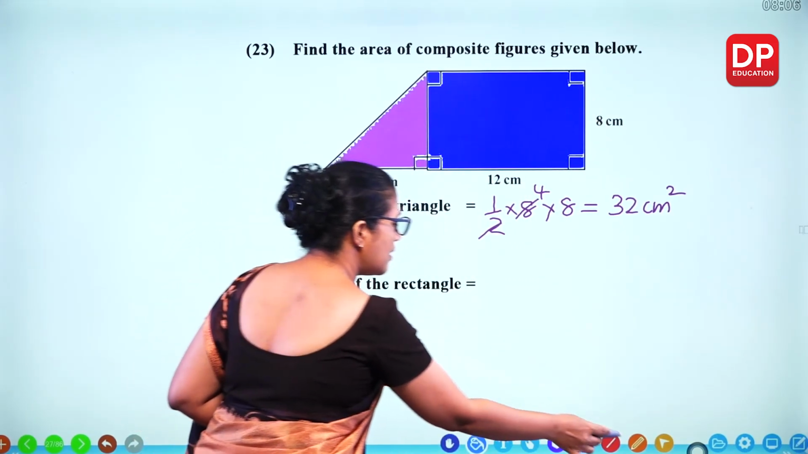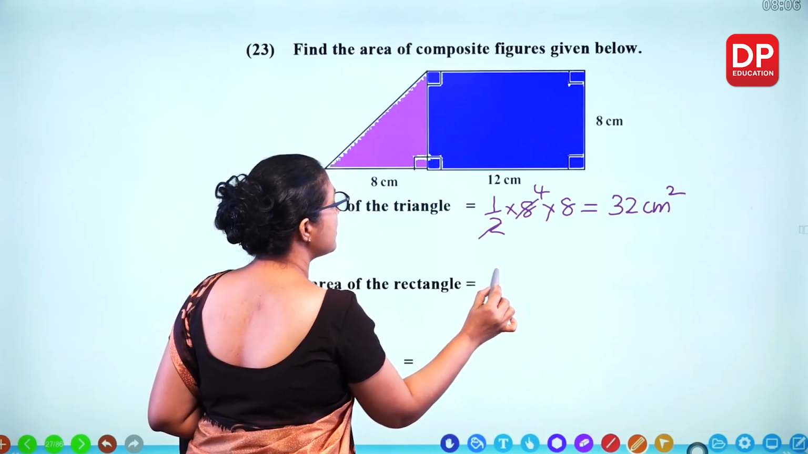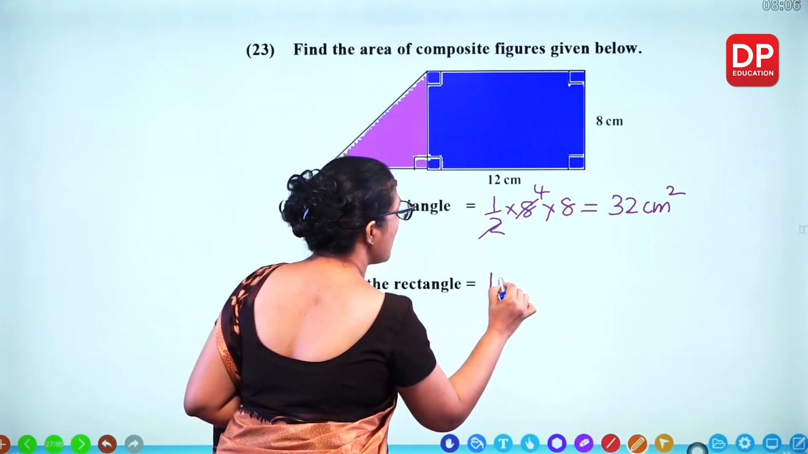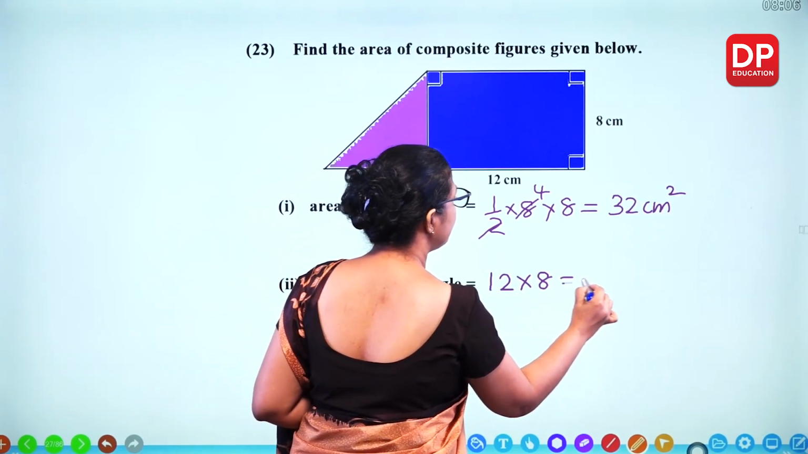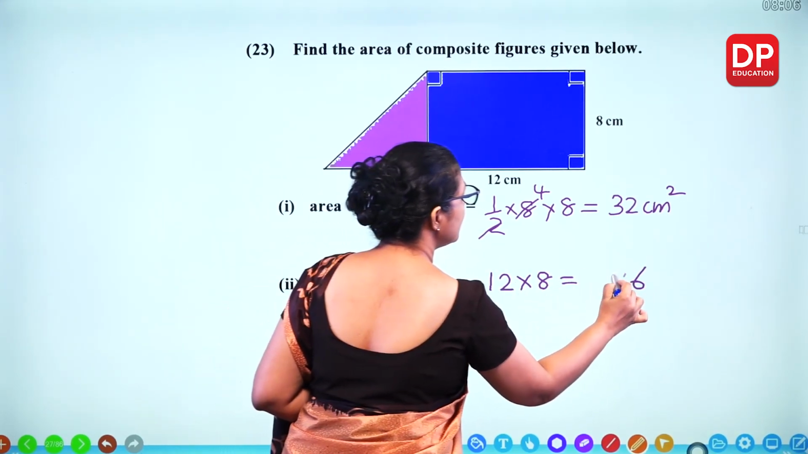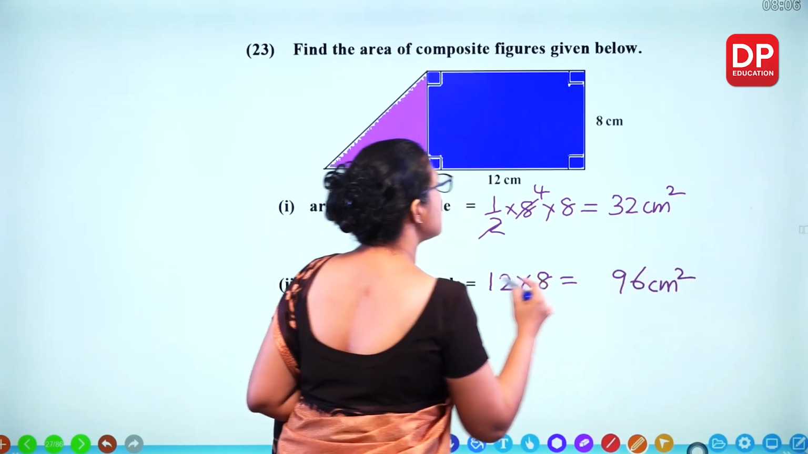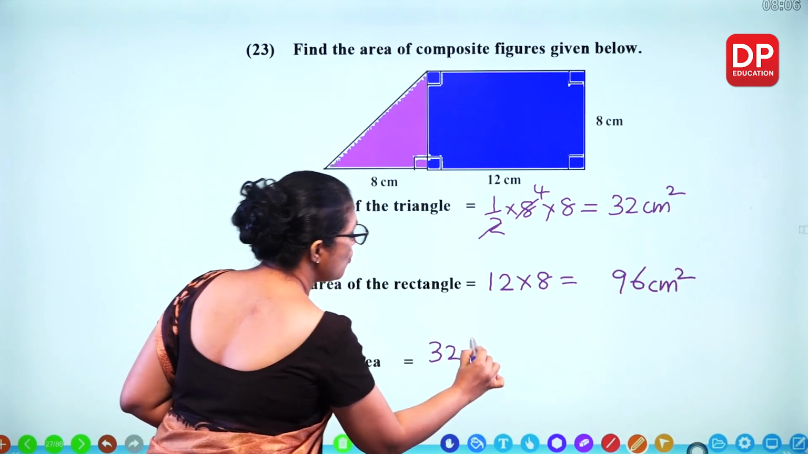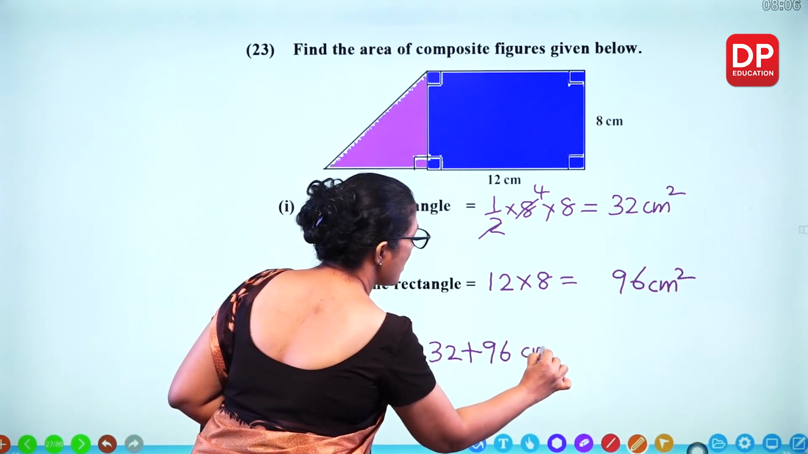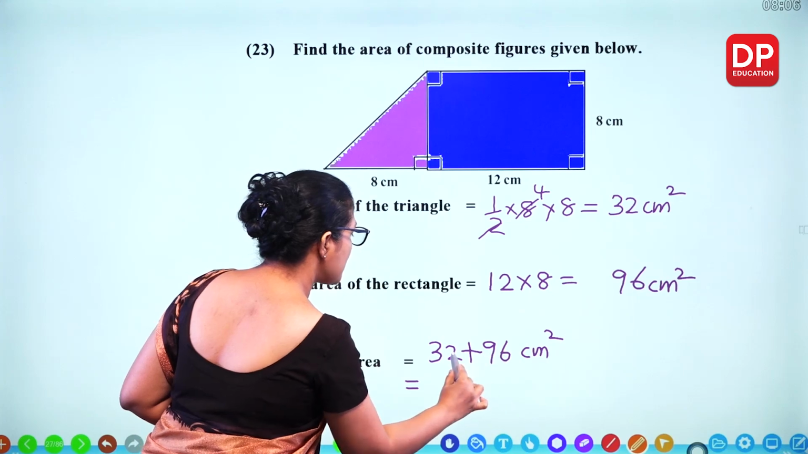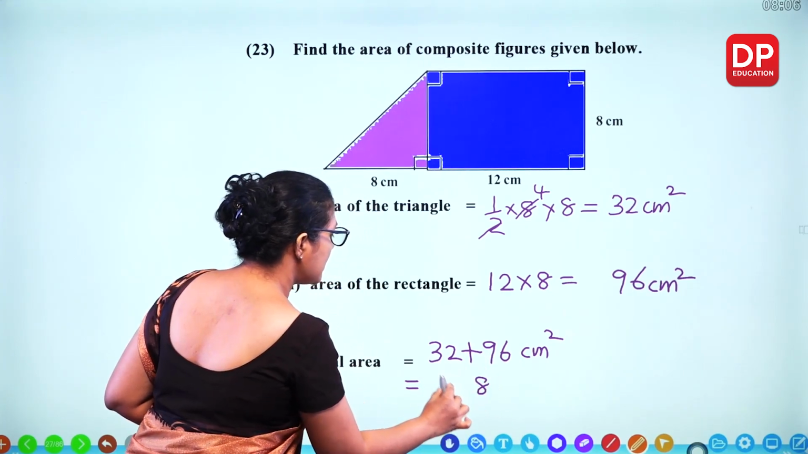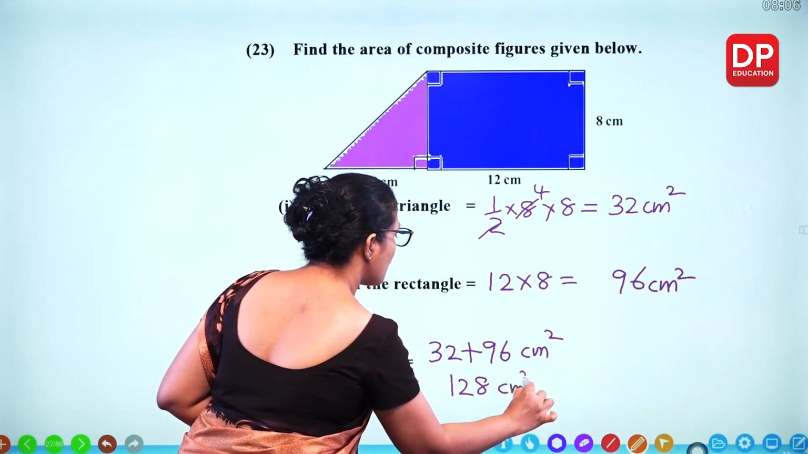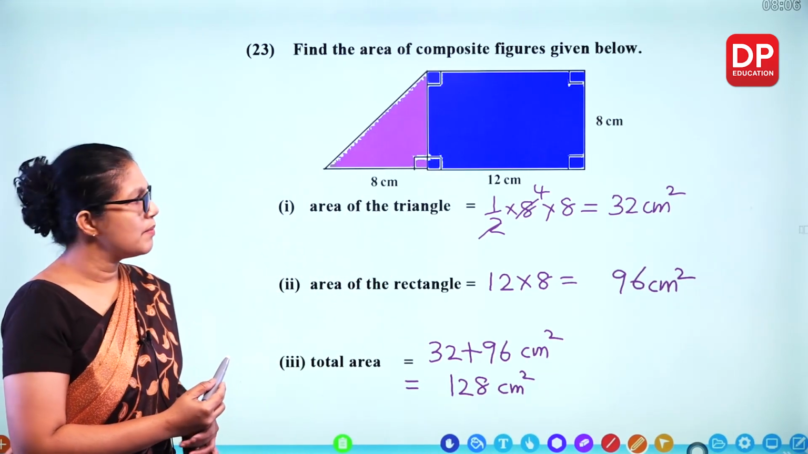This area. So area of the rectangle is breadth into length, length into breadth. 12 into 8, 96 square centimeters. Now what's the total area? You can add it. 32 plus 96 square centimeters. 6 plus 2, 8 and 12. So 128 square centimeters.